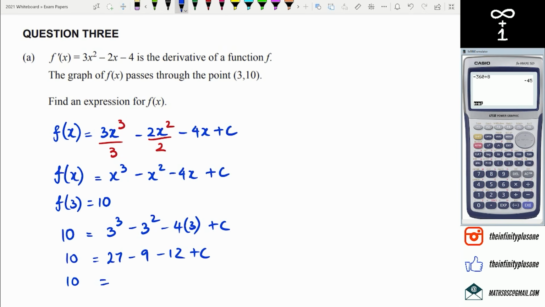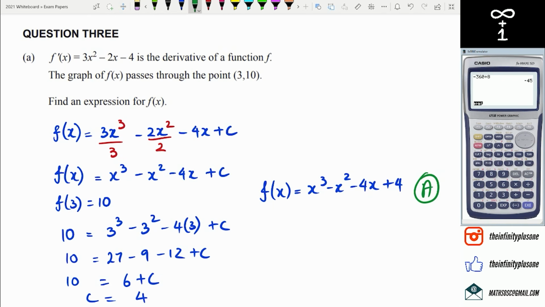So what do we got? Negative 21, 6. So we can see that c is equal to 4. So we're going to write the equation down that f of x is equal to x cubed minus x squared minus 4x plus 4. And this is a lot of work for an achieved question, but hey, it is what it is, man.